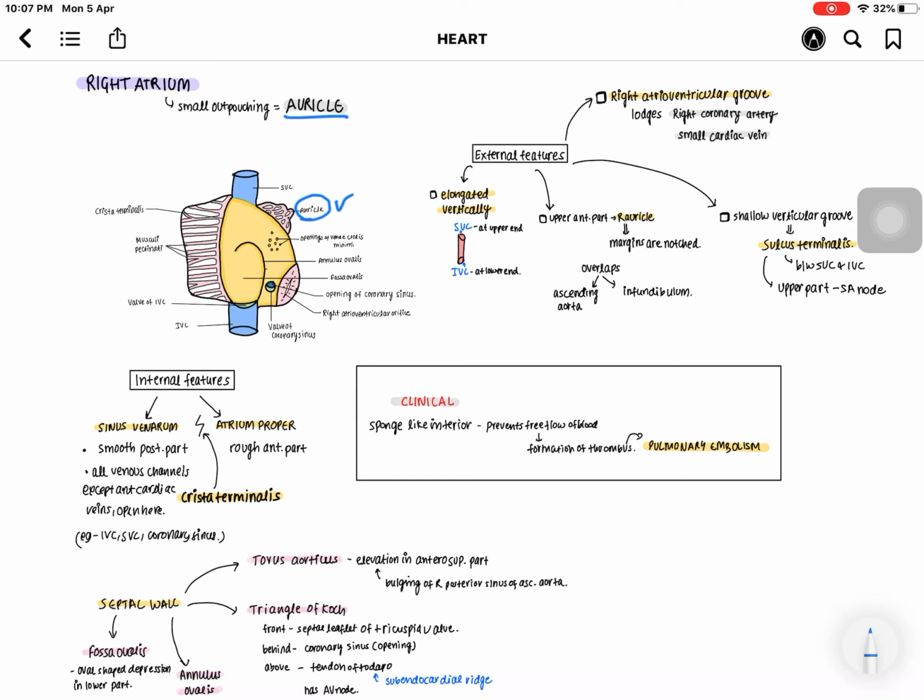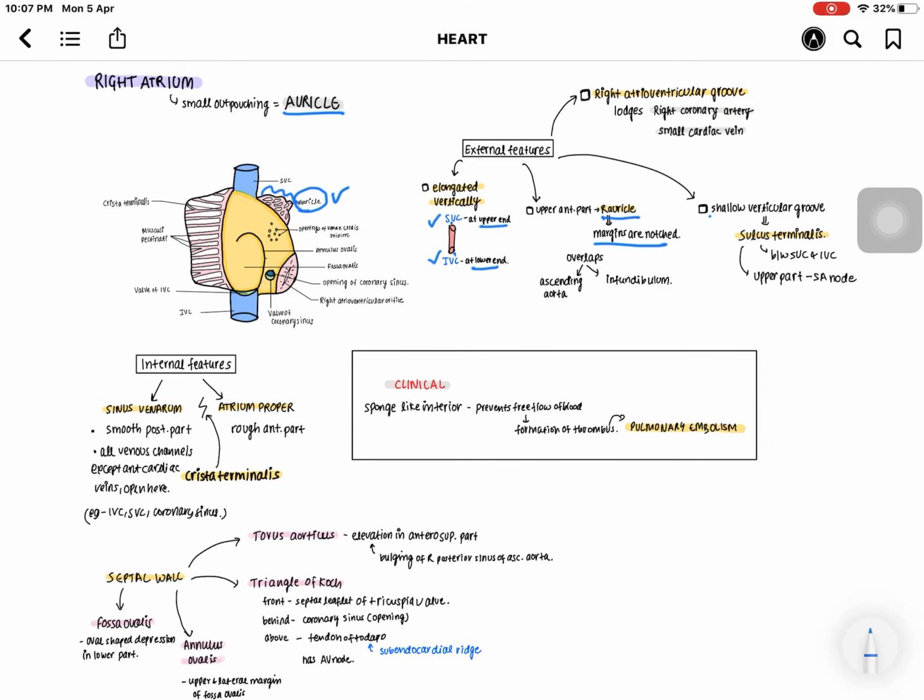Coming to the external features of the right atrium, it is elongated vertically with the superior vena cava at the upper end and the inferior vena cava at the lower end. The upper anterior part is known as the right auricle. Margins are notched, as we can see in this diagram, and overlap the ascending aorta and infundibulum.